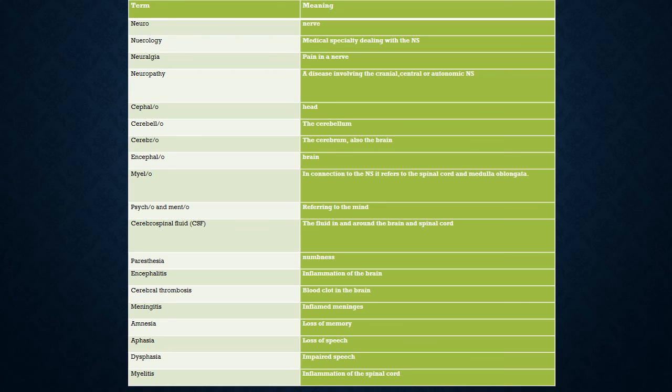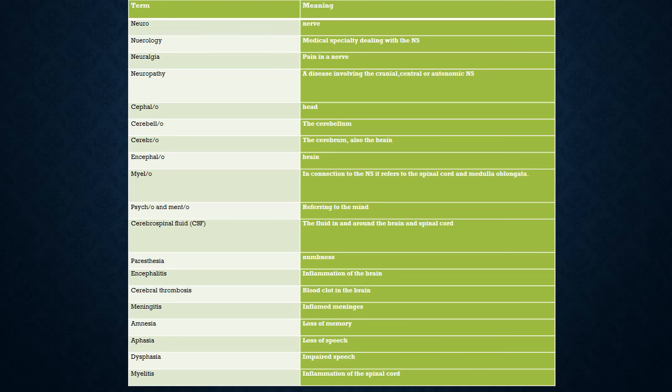Encephalo, brain. Myelo, in connection to the nervous system, refers to the spinal cord and medulla oblongata. Psycho, mental, referring to the mind. Cerebrospinal fluid, the fluid in and around the brain and spinal cord. Paresthesia, numbness. Encephalitis, inflammation of the brain. Cerebral thrombosis, blood clot in the brain.